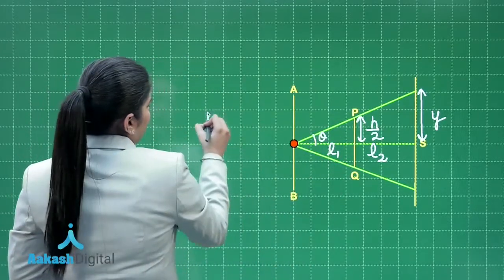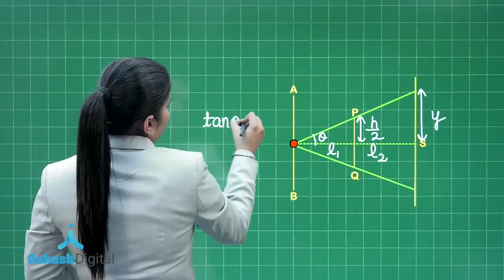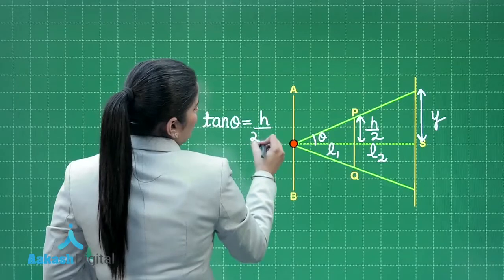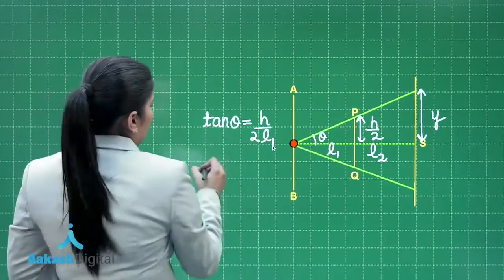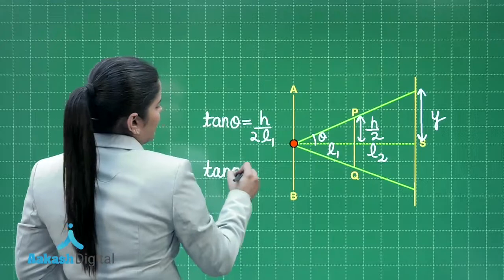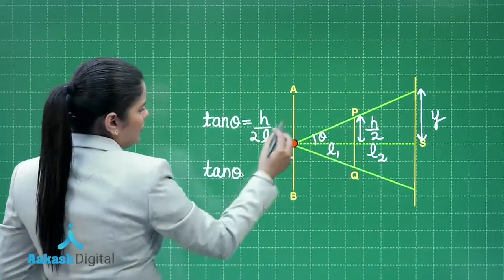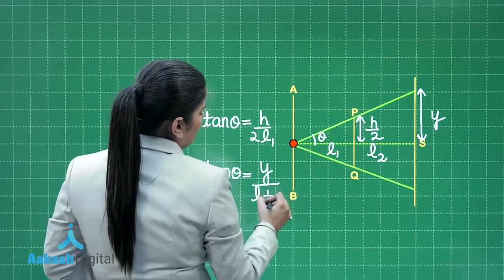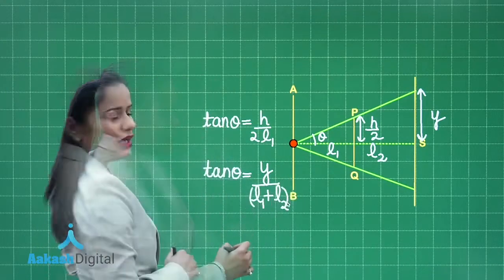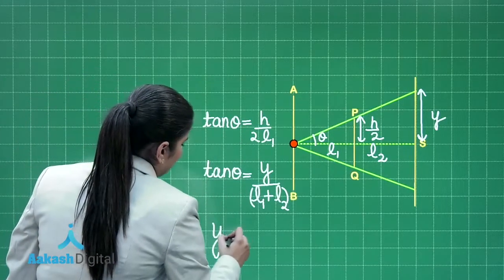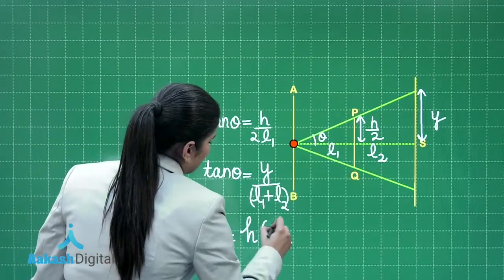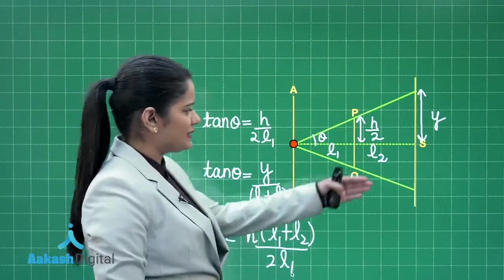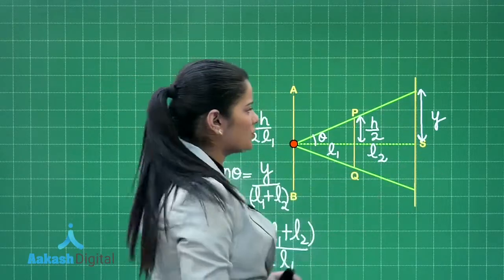So here again, if I write down tan theta for this triangle, that will simply be h by 2 L1, and for this bigger triangle, tan theta will be y divided by L1 plus L2. Now on comparing these two, I can simply write down y as h into the bracket L1 plus L2 divided by 2 L1. Now here you can see the shadow is going to be twice that of y.